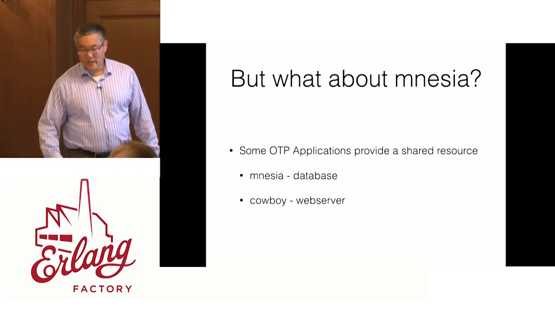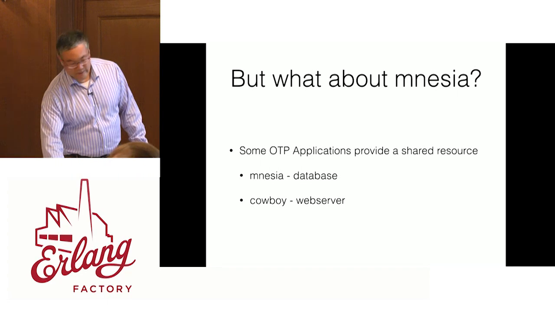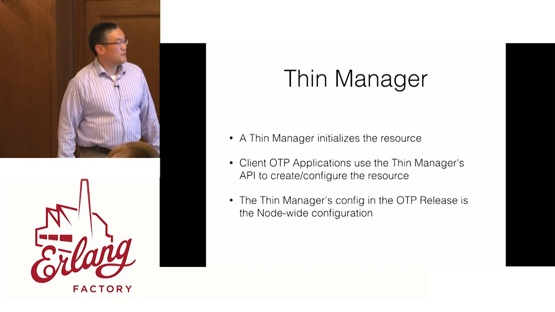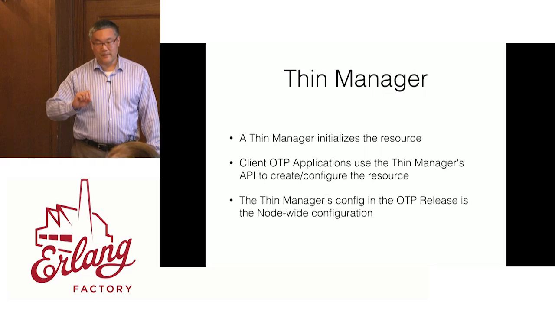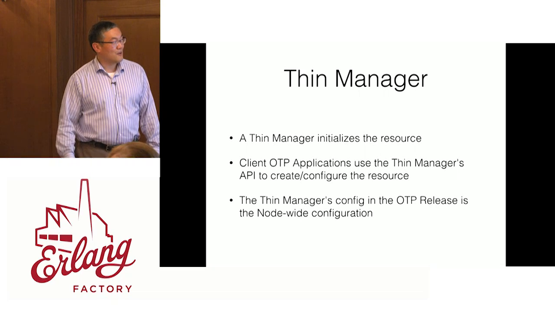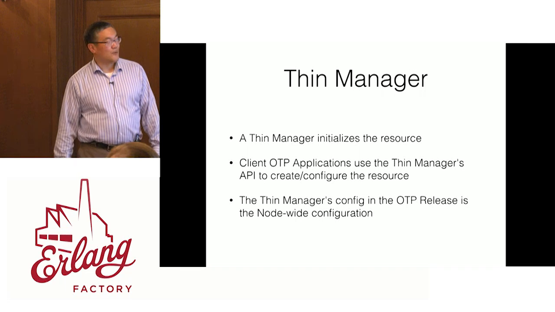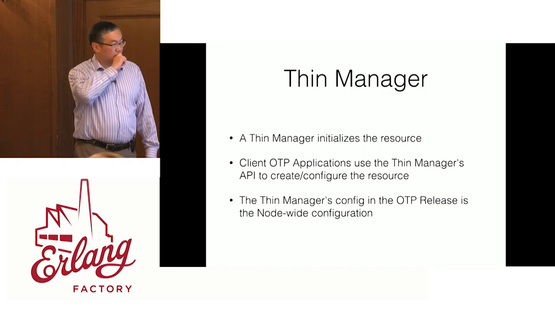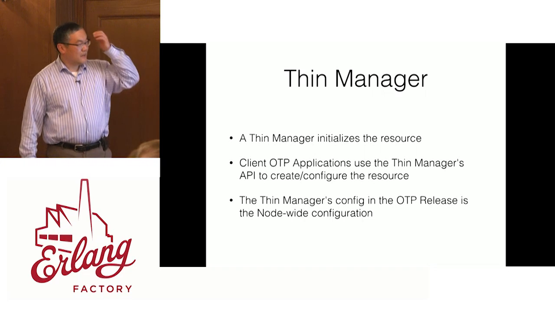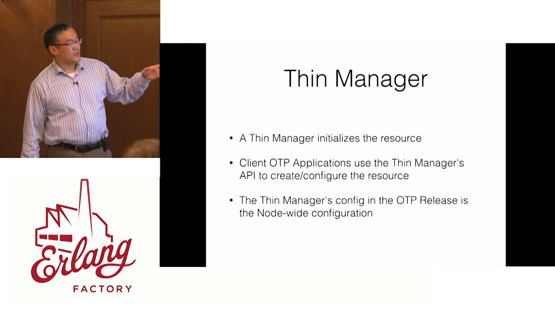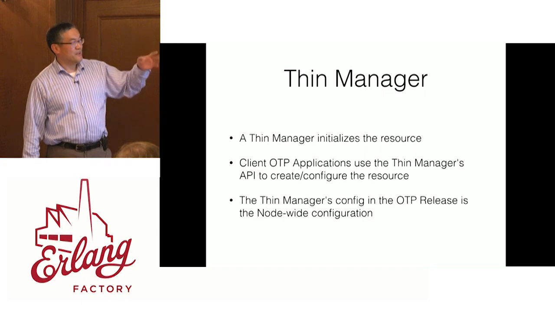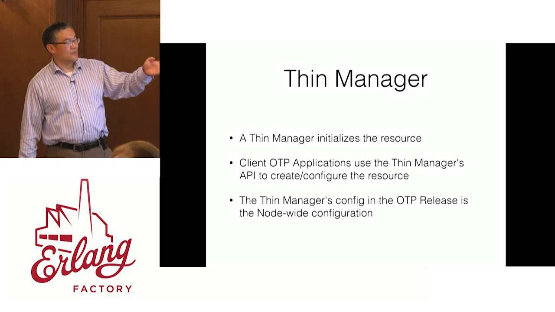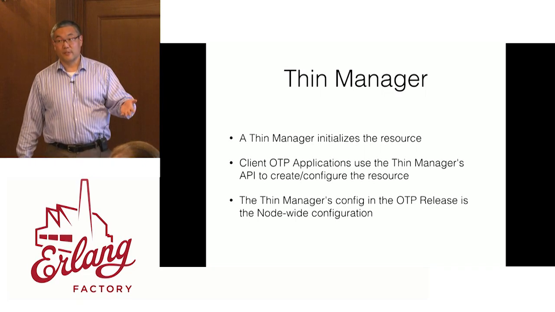What I did in our proof of concept was I made a repo that was a very thin manager around, say, Mnesia or Cowboy. The OTP applications that wanted to use that resource, say, that wanted to use Mnesia, would include as a dependency the thin Mnesia manager. And the thin Mnesia manager would then say that Mnesia was its dependency.